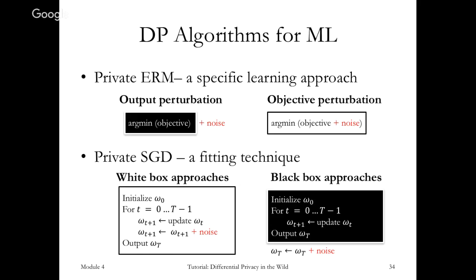So there's a white box approach, adding noise to every iteration, and a black box approach, where you're adding noise to the final output. So there are more interesting algorithms coming on, especially for example, non-convex optimization problems. So hopefully, this is clear. If you have any questions, I'm happy to answer them. Otherwise, we'll move on to our module 5.